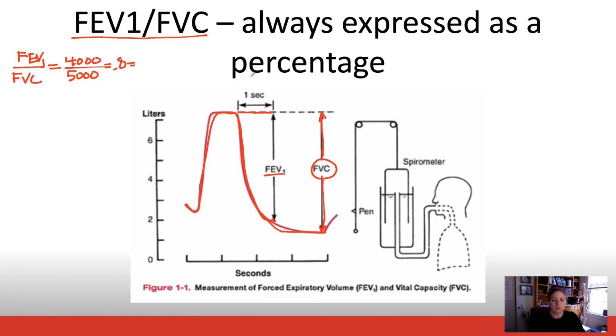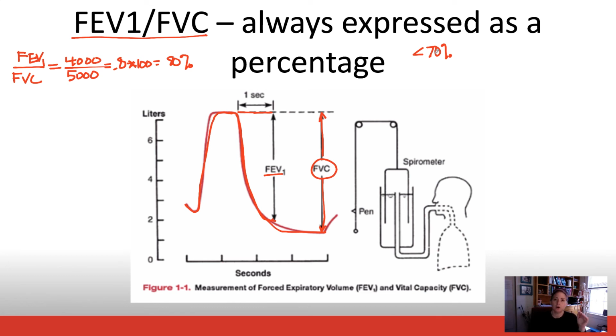We always want to express FEV1 over FVC as a percentage. So we're going to take 0.8 and multiply it by 100 to make it a percent, and that's going to give us 80%. Okay, what does that mean? So that patient was able to get out 80% of their vital capacity in 1 second. Okay, what's our cutoff here? What do we want to see? So anything less than 70% is indicative of obstructive pulmonary disease.